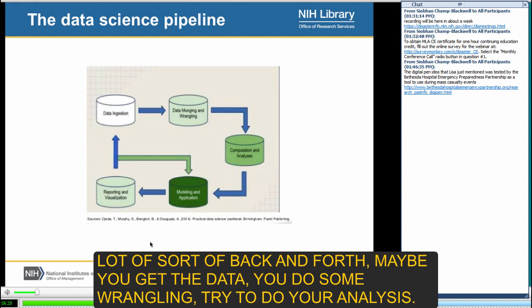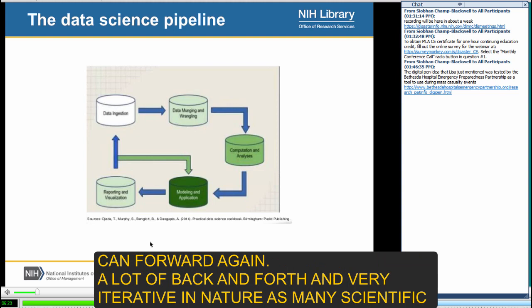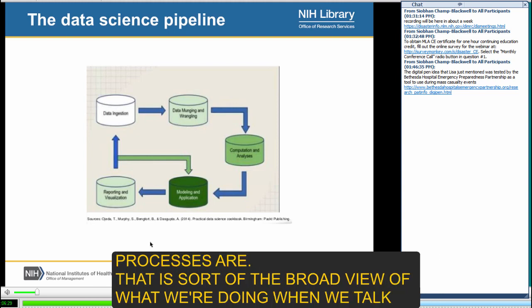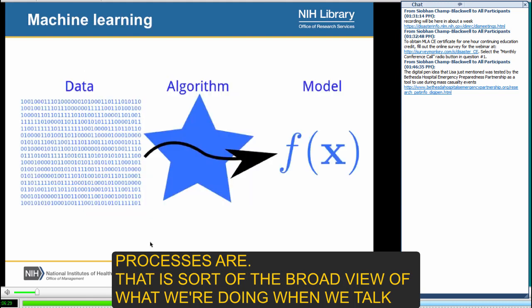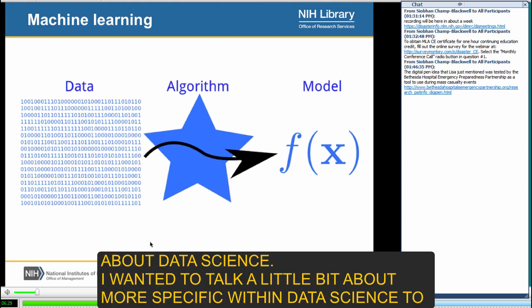Maybe you get the data, you do some wrangling, try to do your analysis, realize, oh, data's not going to work in this format, so you go back and change it and go forward again. So a lot of back and forth and very iterative in nature, as many scientific processes are. So that is sort of the broad view of what we're doing when we talk about data science.